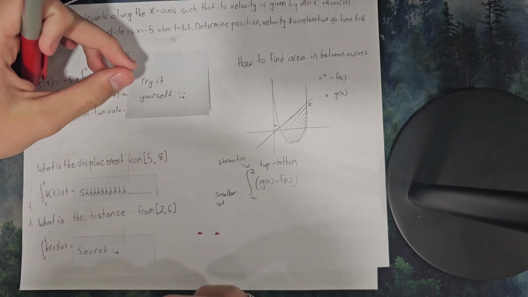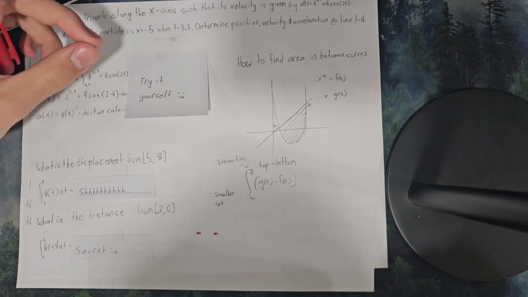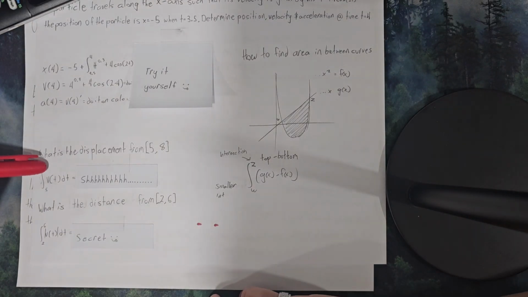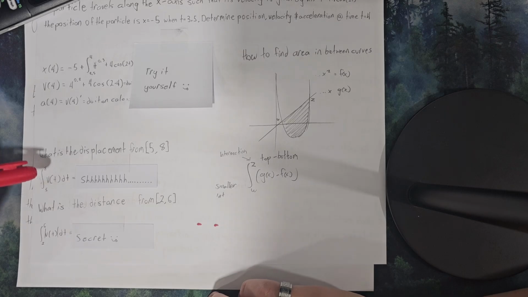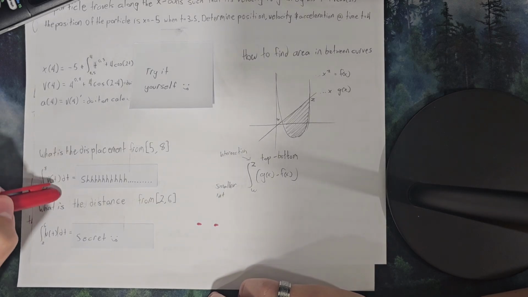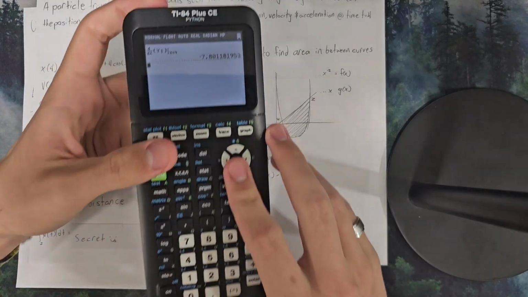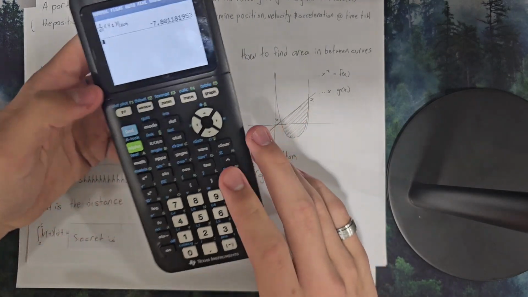Now, what is the displacement from 5 to 8? Okay, this is the one where we don't have absolute value. So we're going to have the top of the crowbar be 8 and the bottom be 5. Put that in. Do that into your calculator now. In fact, I think I'll join you so we can do this one together.